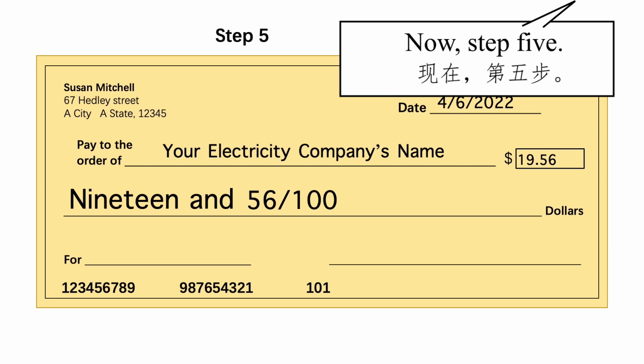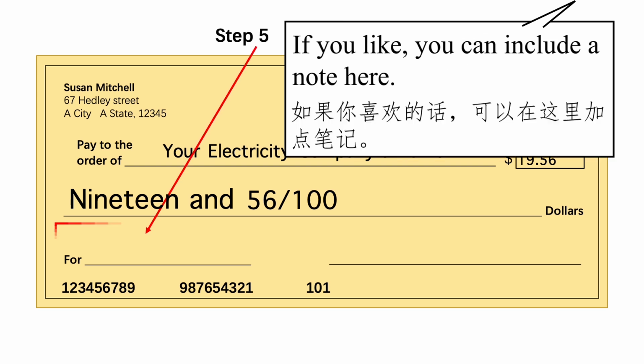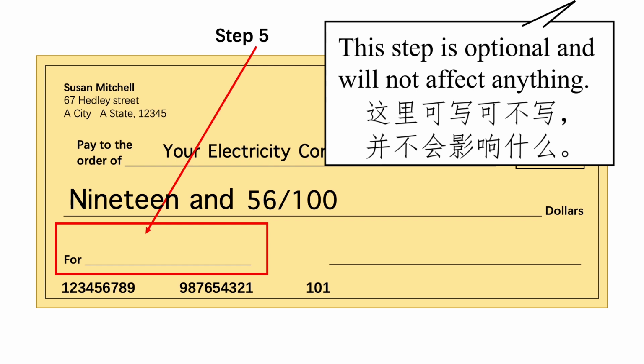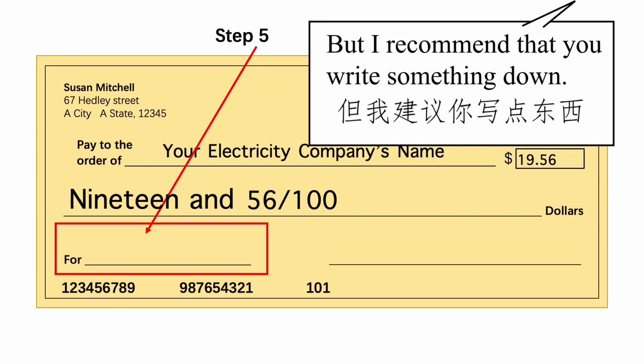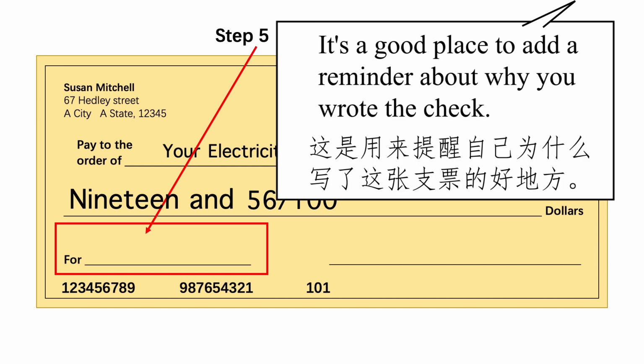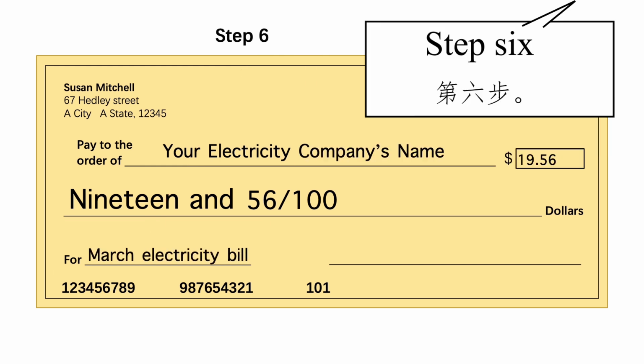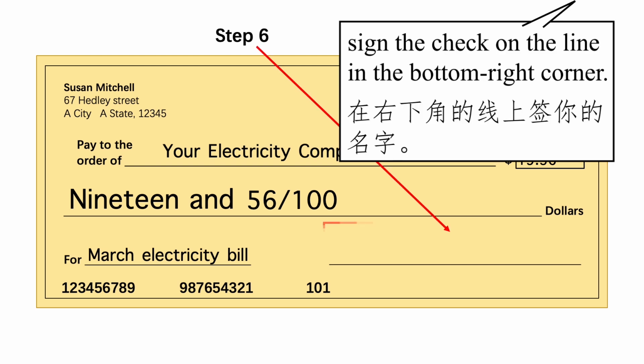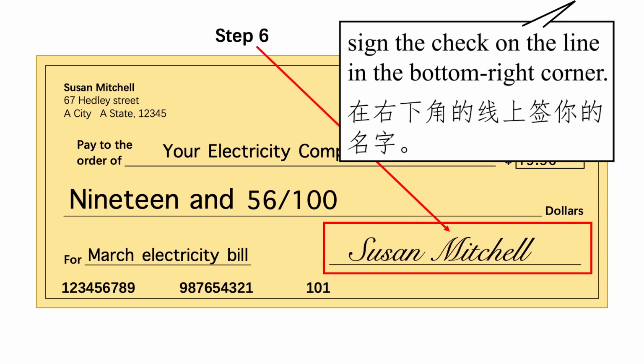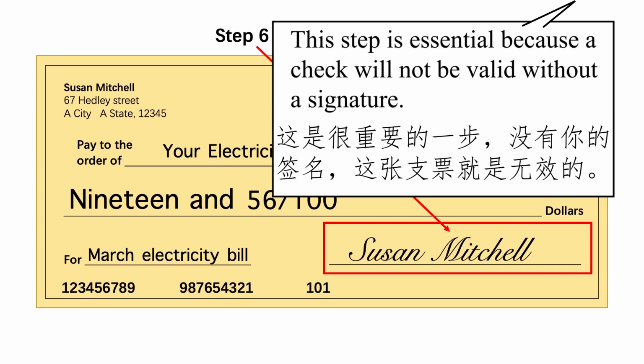Now, step 5. If you like, you can include a note here. This step is optional and will not affect anything. But I recommend that you write something down. It's a good place to add a reminder about why you wrote the check. For example, you could write March electricity bill here. Step 6. Sign the check on the line in the bottom right corner. This step is essential because a check will not be valid without a signature.